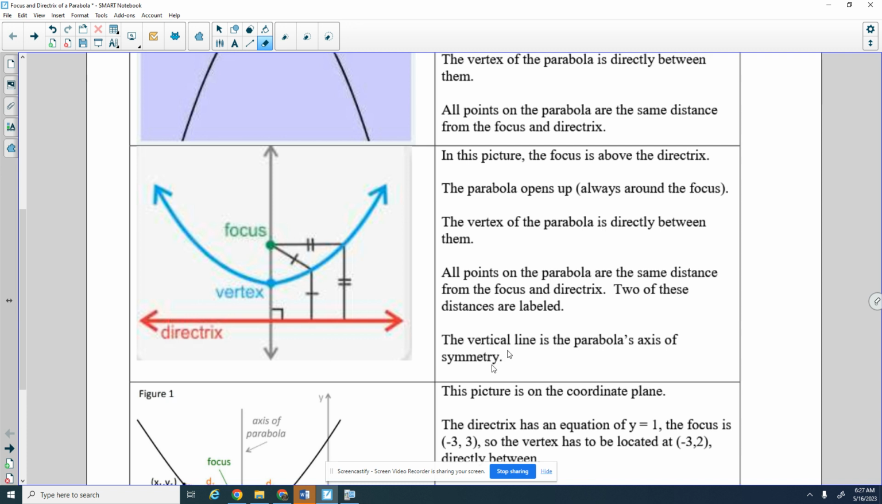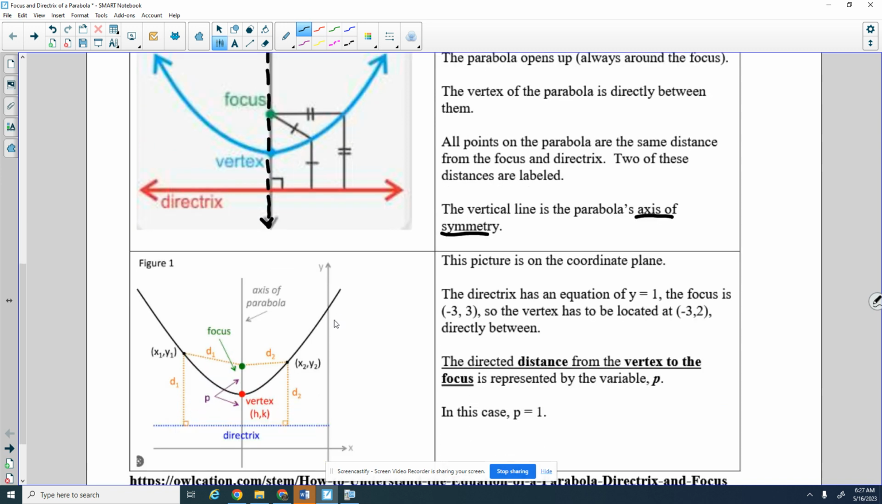And then one more vocabulary word we're adding in, which you have heard before. The vertical line is the parabola's axis of symmetry, so that just happens to be in this picture. This axis of symmetry, this line right here, doesn't really have to do with drawing the parabola, what we're doing in this lesson. But an interesting point is that the axis of symmetry always goes through the focus and the vertex, and it is perpendicular to the directrix.